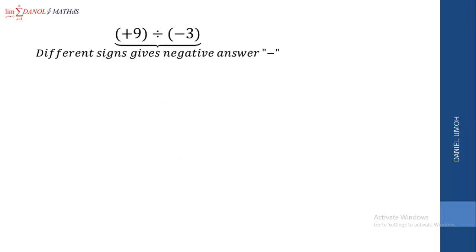Now, another example, we have plus 3 divided by minus 3. Remember, when different signs are divided by each other, we have a negative answer. So this will give us a negative of 9 divided by 3. 9 divided by 3 is 3. And because the answer will be negative, we have minus 3. Another example. We are giving you a lot of examples because we want you to understand this point. This aspect of mathematics is very, very important.